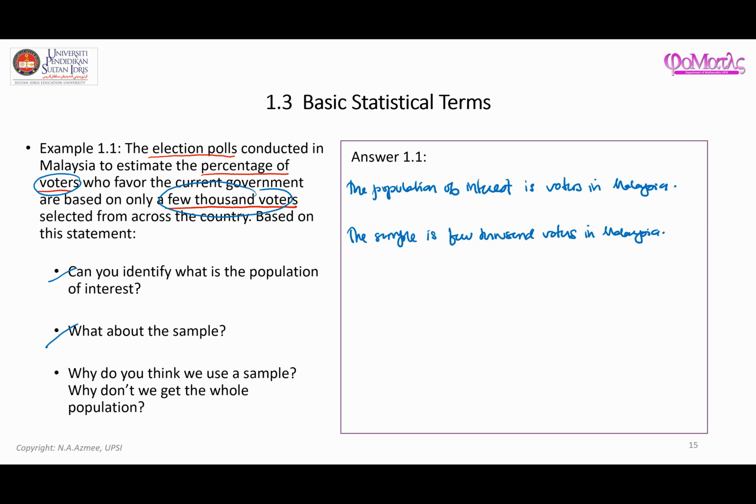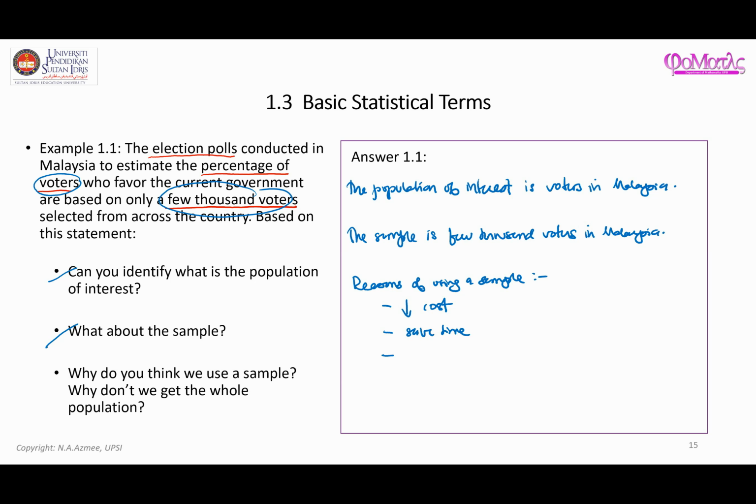All right. Next, why don't we get the whole population? Why do we use a sample? Can you think of any reasons for using a sample instead of the whole population? If you think logically, the first reason would be related to cost. By using a sample, you will be able to reduce the cost. Next, you'll be able to save time, because when you have a sample, it is quicker to study or analyze compared to having a bigger population. What else?